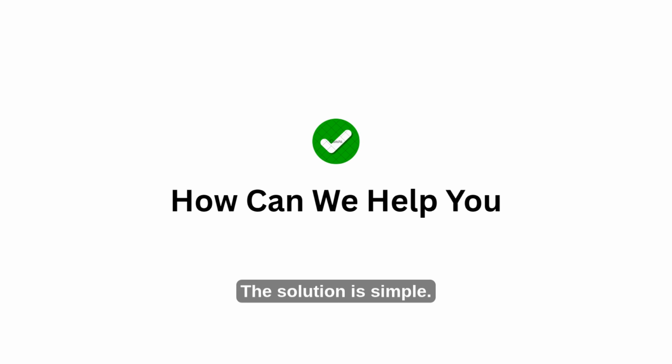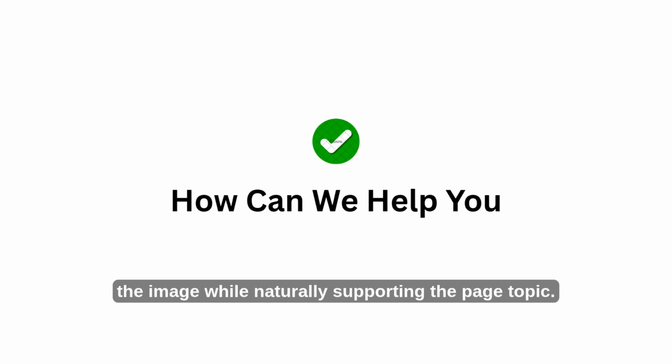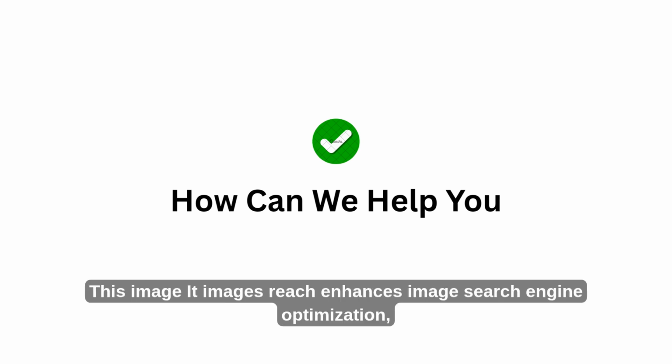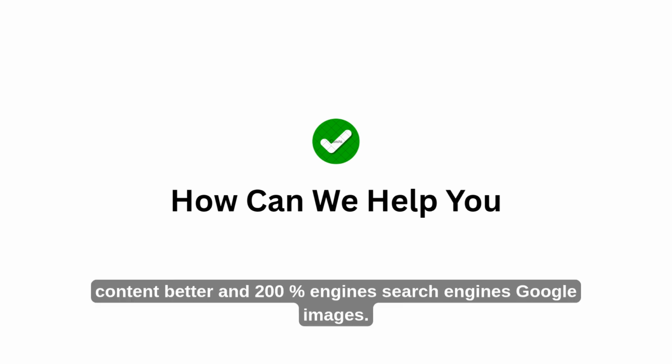The solution is simple. Every important image should include descriptive alt text that accurately explains the image while naturally supporting the page topic. This improves accessibility, enhances image search engine optimization, helps search engines understand your content better, and creates additional opportunities to rank in Google Search and Google Images.